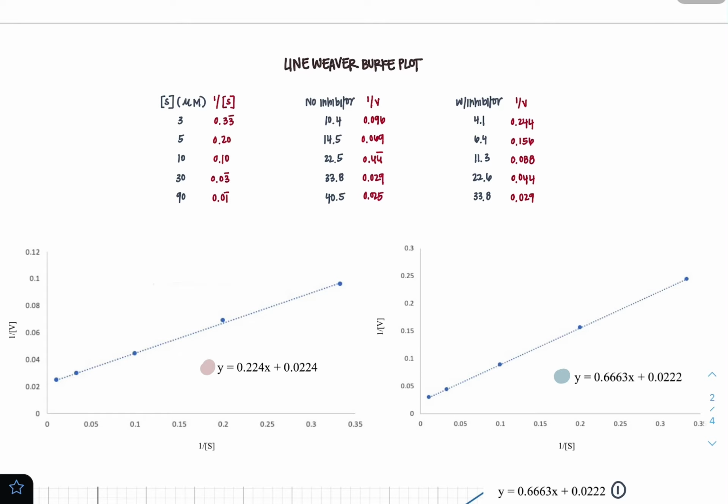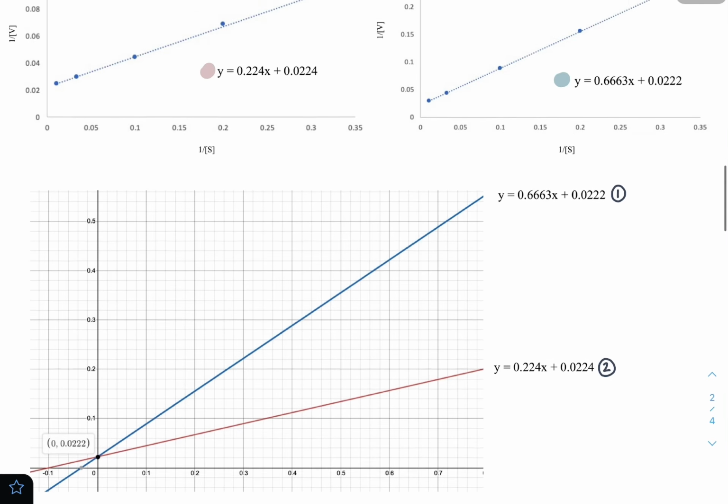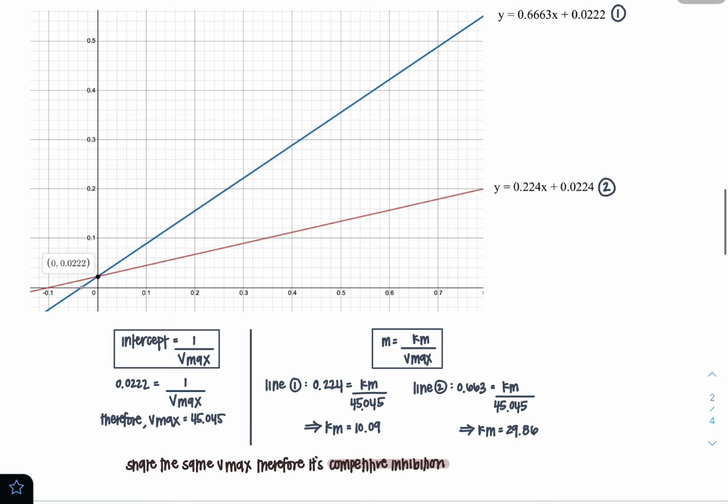In these ones, these points were just plotted out, the trend line was found, and then we were able to get our linear function that we can use to calculate Km and Vmax, sorry. So when we put these two lines in the same graph, this is what we get. So you can see that we have an intersection at the y-intercept. So we're going to use that to calculate Vmax.